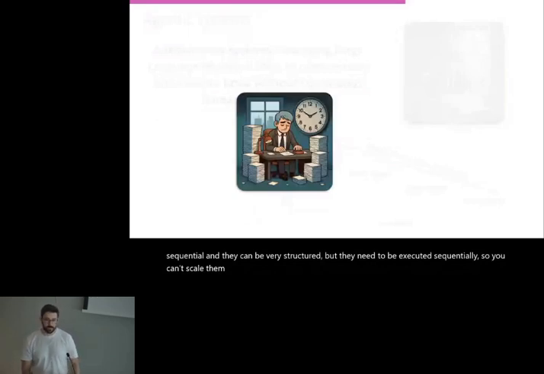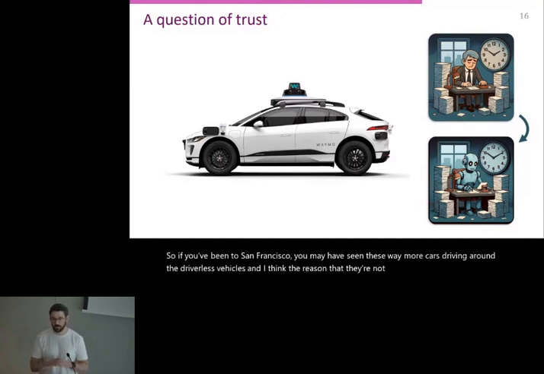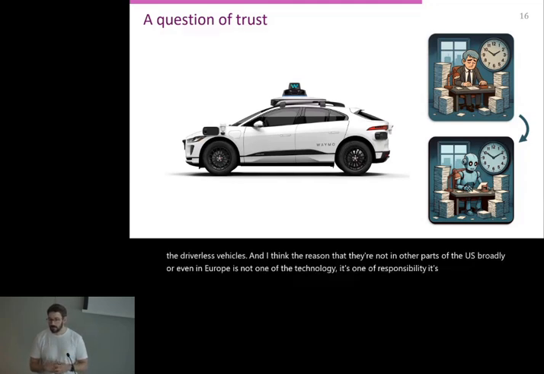And when we ask ourselves, how do we now deal with this? For me, this often doesn't come down to technology, but rather to trust. So if you've been to San Francisco, you may have seen these Waymo cars driving around, the driverless vehicles. And I think the reason that they're not in other parts of the US broadly, or even in Europe, is not one of the technology. It's one of responsibility. It's one of regulatory concerns. It's one of trust, ultimately.